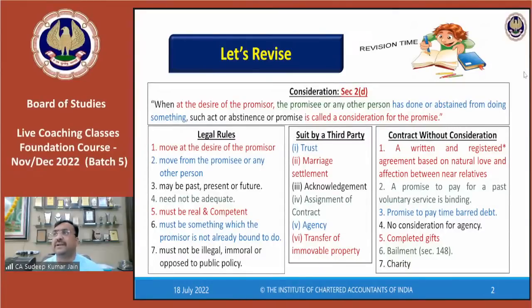Sir, whether we have to write the answer in Hindi? Beta, that is up to you. Whichever medium you have chosen, you have to answer in that.